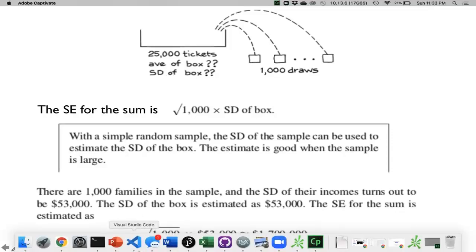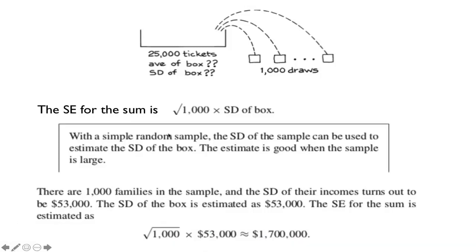Because we picked out 1,000 families, we have the incomes, so we can compute the SD of the incomes. Let's say that from this data we get that the SD of the income is 53,000. That tells you the spread of the income of the 1,000 families that we surveyed. So we're going to use 53,000 to estimate the SD of the box. Now we apply the SE formula for the sum, which is root of 1,000 times 53,000. We get about 1.7 million.